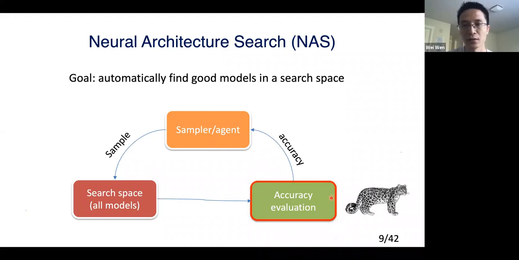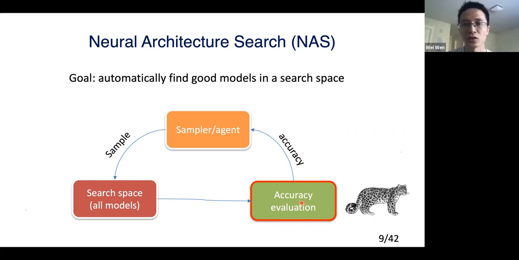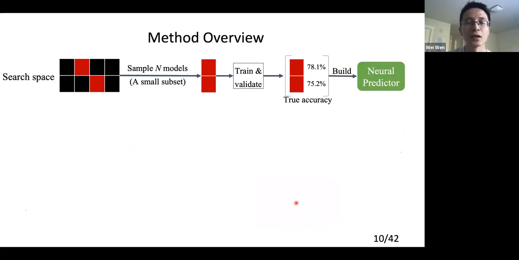Basically, my research on neural predictor is on this aspect. We build a predictor to predict accuracy given the architecture of the neural network. So it can predict accuracy, and the goal of the neural predictor is to speed up this process. And here is the overview of the neural predictor. First, we need to build a neural predictor. Here is how we build it.